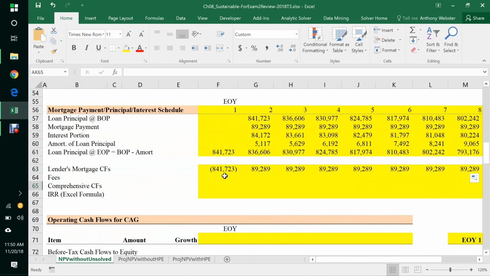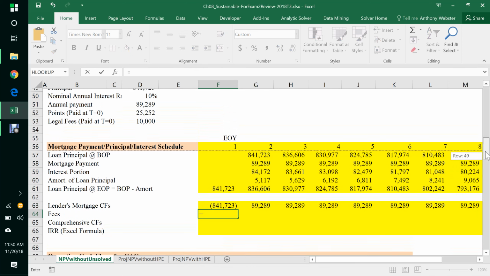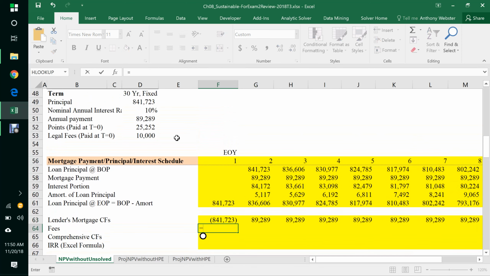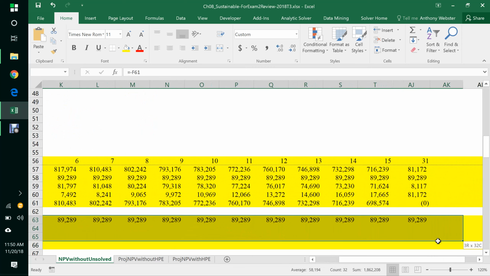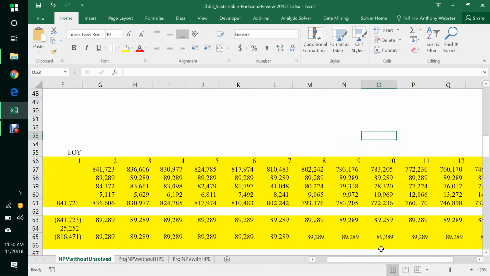Okay, and fees, I have no idea. Let's just go up and look at the terms of the mortgage and see if there are any fees. Okay, so she gets the points. She doesn't get the legal fees, right? The legal fees go to the lawyer, but she does get that. And now we can add up her comprehensive cash flows. Okay, and we'll go like that.